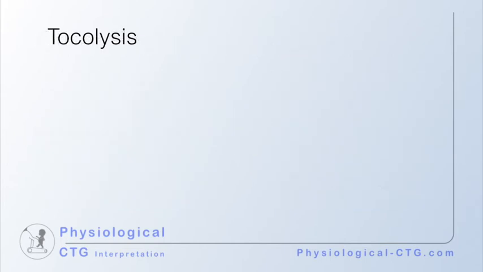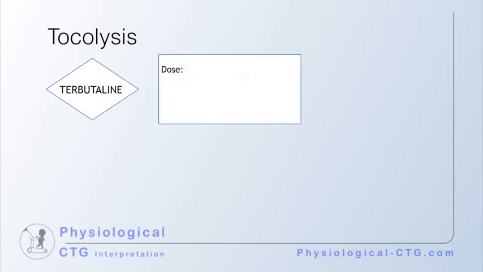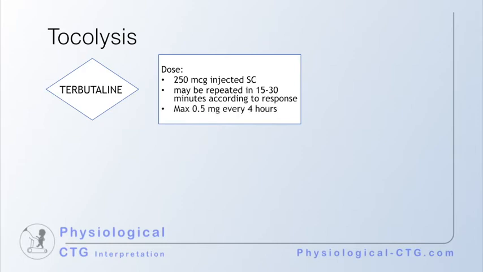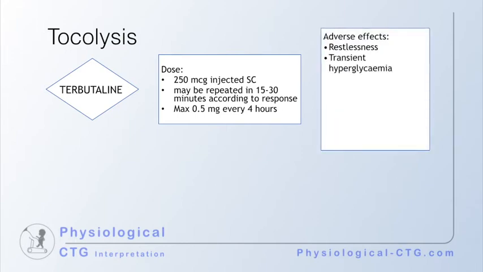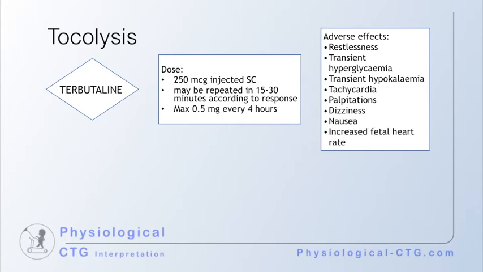We will now look at tocolysis, starting with terbutaline, which is given in a dose of 250 micrograms subcutaneously and may be repeated in 15 to 30 minutes according to the response. The maximum dose is 0.5 milligrams every 4 hours. There are some adverse effects to be aware of, which include restlessness, transient hyperglycemia, transient hypokalemia, tachycardia and palpitations, dizziness, nausea, and an increased fetal heart rate.